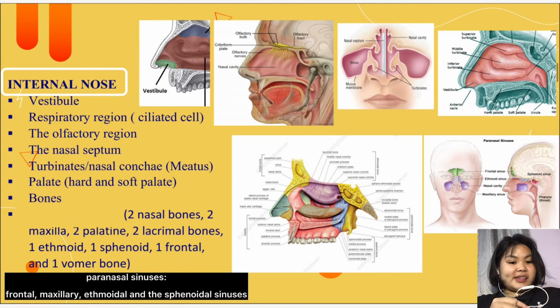The maxillary sinuses are under the eyes. The ethmoid sinuses are between the eyes, and lastly, the sphenoidal sinuses are behind the eyes. Their functions are lightening the weight of the head, humidifying and heating inhaled air, increasing the resonance of speech, and serving as a crumple zone to protect vital structures in the event of facial trauma.